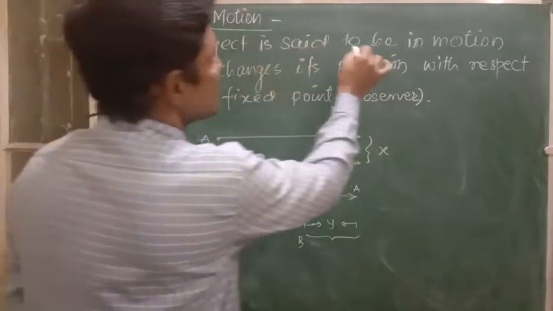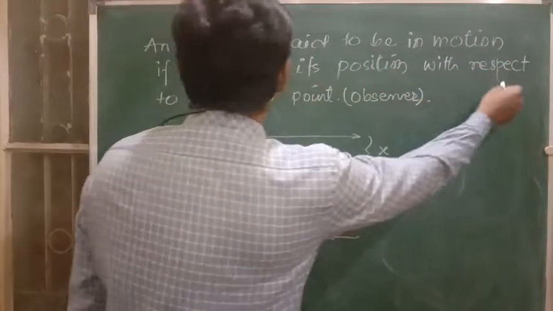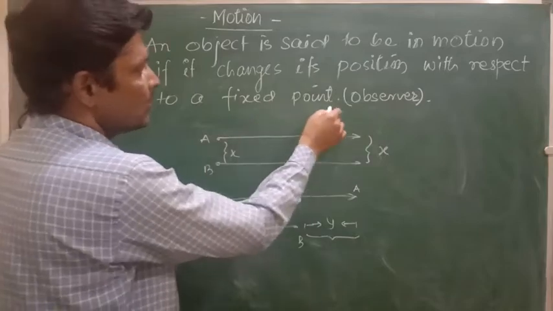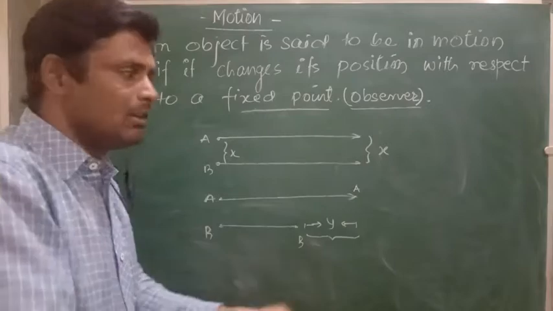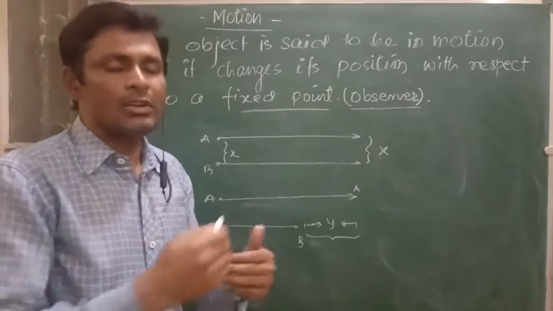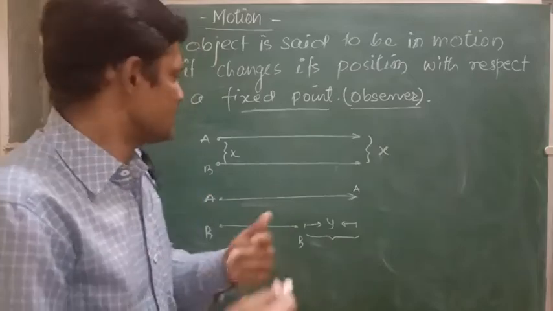An object is said to be in motion if it changes its position with respect to a fixed point. That fixed point will be an observer. That observer records everything, the position change, the time, etc.